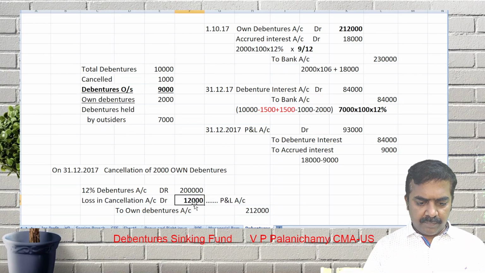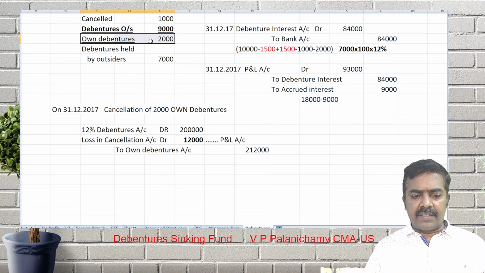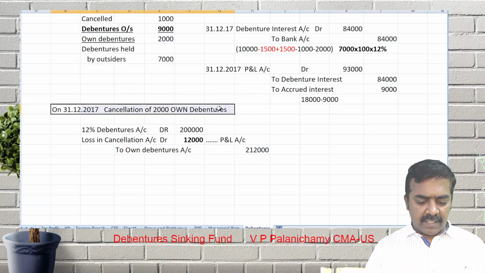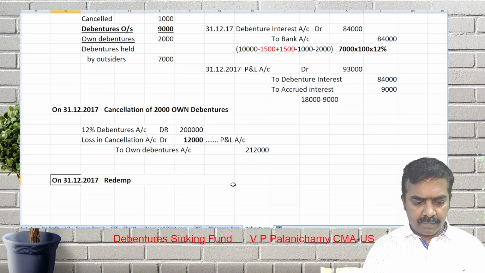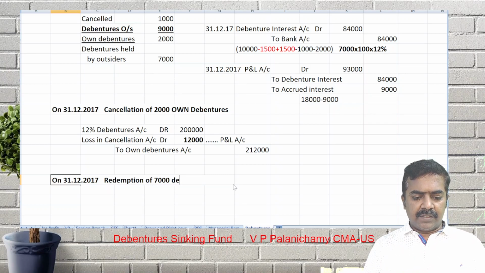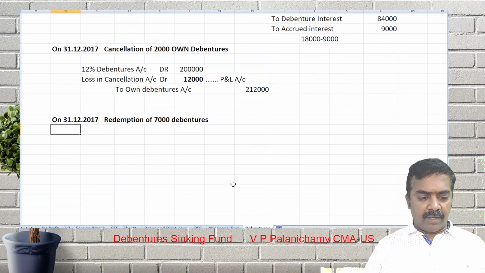Any doubt in it? Now, out of 9,000 debentures, we cancelled our own debentures. எவ்வளவு debentures cancel பண்ணிட்டோம்? 2,000 own debentures cancel பண்ணிட்டோம். Then, on the same date, we have to redeem balance debentures. Redemption of 7,000 debentures. Redemption of how many debentures? 7,000 debentures. Wait பண்ணுங்க, I'll give you time to copy.